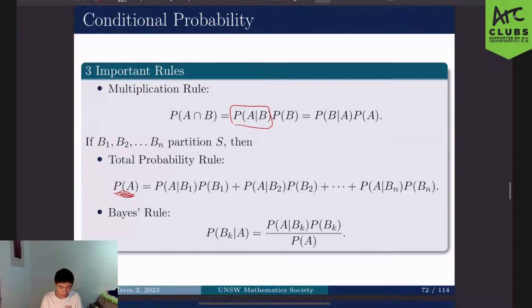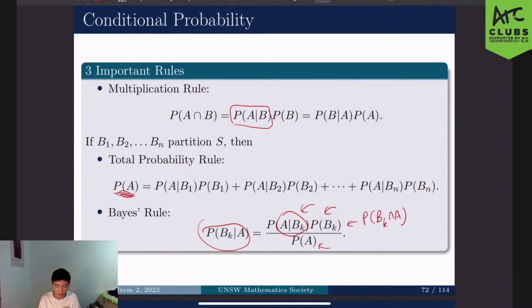And then here is Bayes' rule. Bayes' rule is very useful when you're looking for the opposite. What I mean by that is if we have A given BK, and we want to find BK given A, from the tree diagram, we have all of these values over here. So it's easy for us to find this by using Bayes' rule. Notice that the top is just the same thing as P of BK and A.